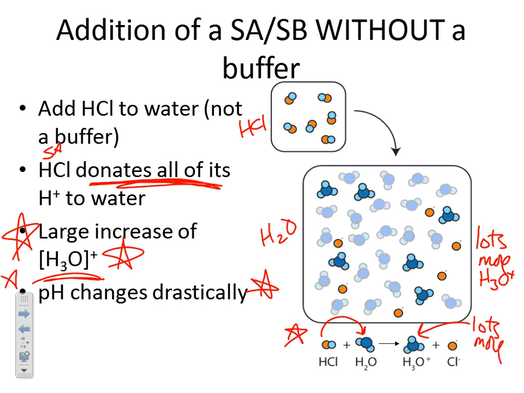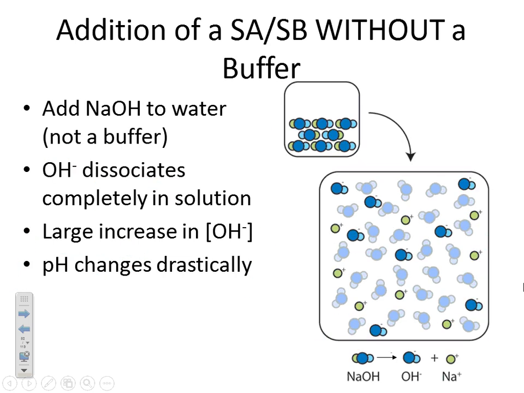We get a lot of hydronium ions. Well, okay, you've just really changed your H plus concentration significantly, so you're going to have a really, really big change in pH. So we don't have a buffer system there. The HCl donates all of its protons to water, and we get this really big increase in the amount of H3O plus. So that's not a buffering system at all.